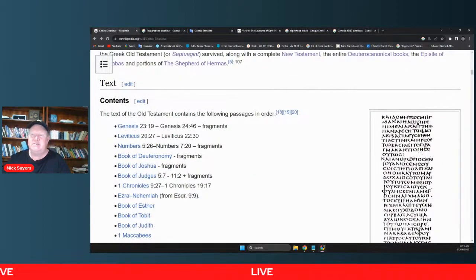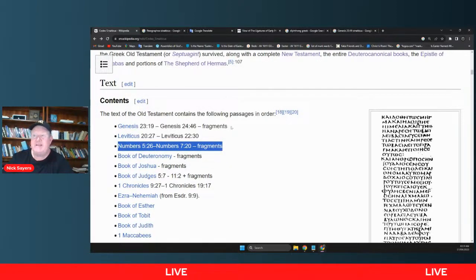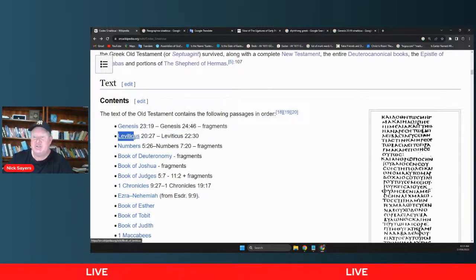So Leviticus. So basically, when you're looking at this from Genesis all the way through to Leviticus chapter 20, it's missing. Okay, so Leviticus 20:27 to 20:30, it has that. Then that's missing all the way through to Numbers 5:26 to Numbers 7:20. So that's in fragments too. So not only is it in fragments, but there's huge chunks missing.